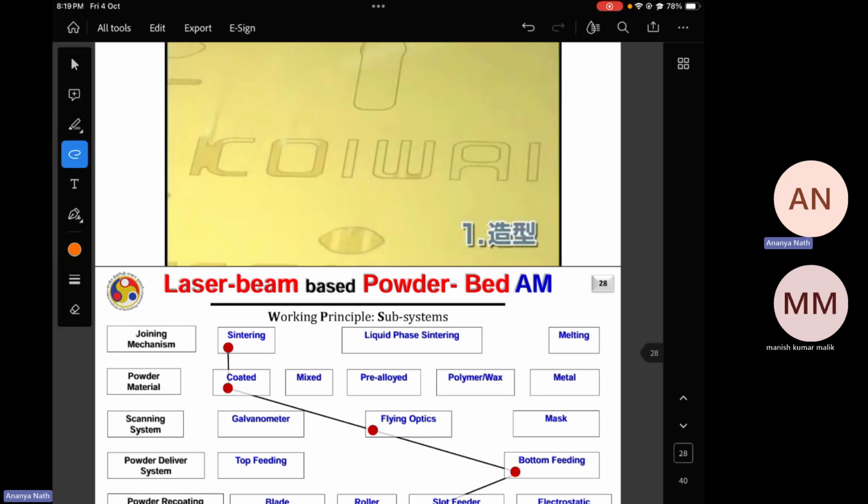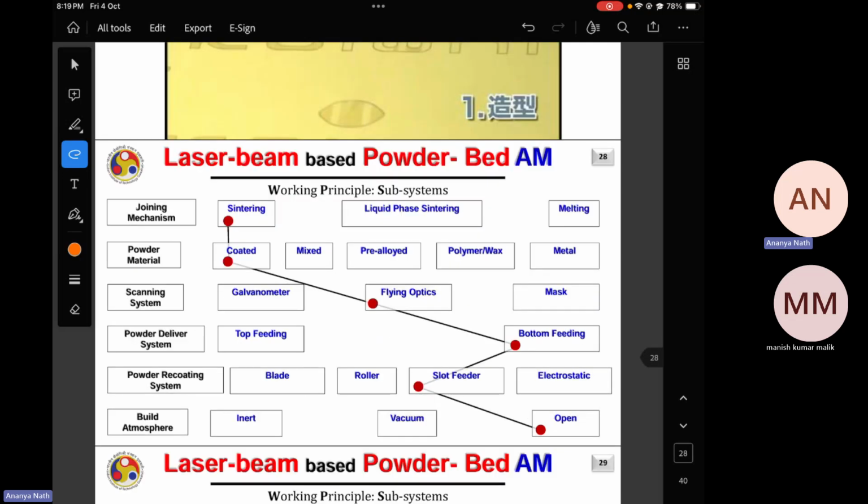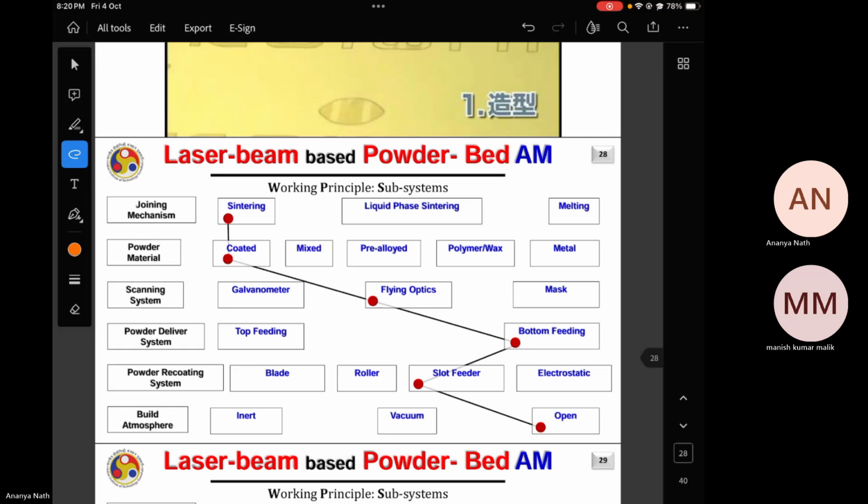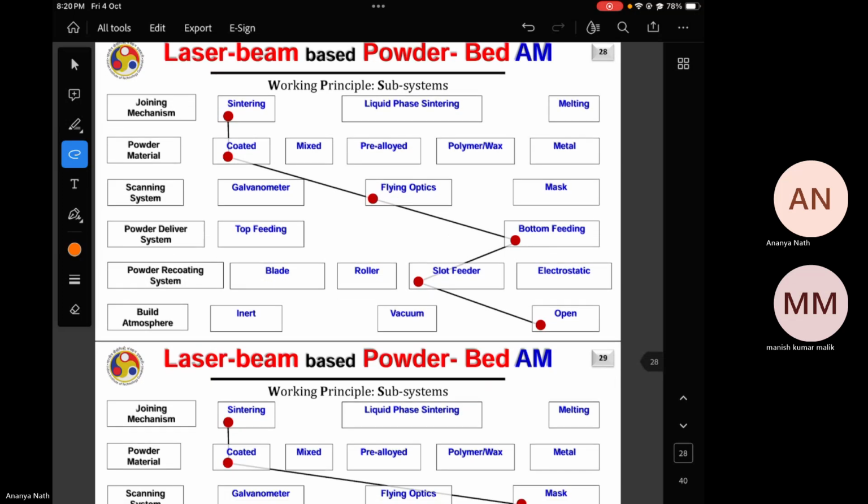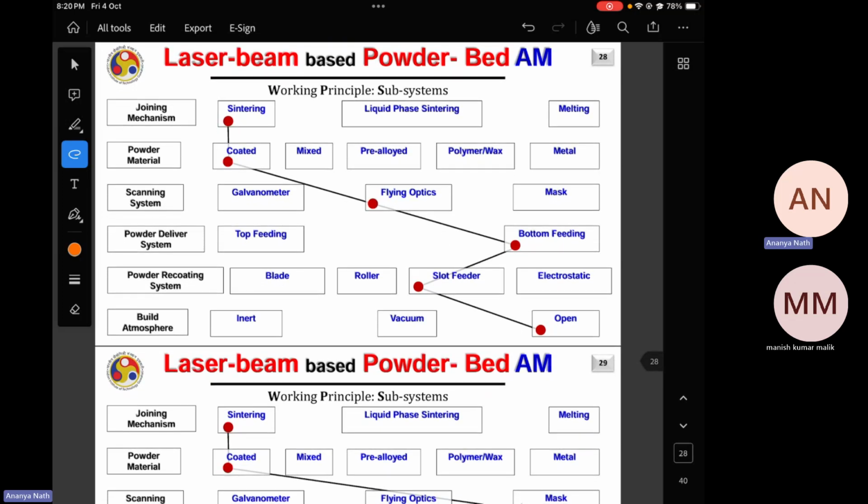So you can get good lecture videos on the NPTEL site. There you will see a nice video of the powder bed fusion process. You can get any good video of the powder bed fusion process on YouTube as well. You will better understand the process then.